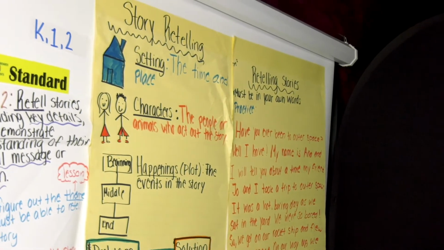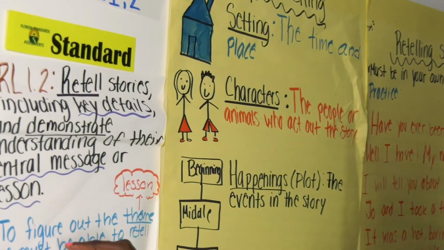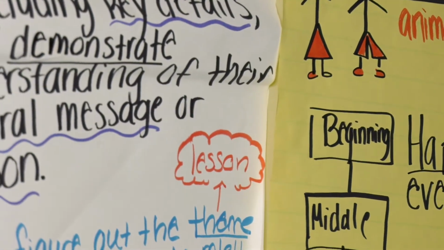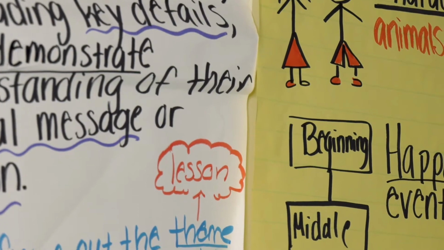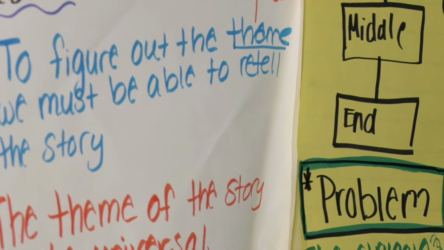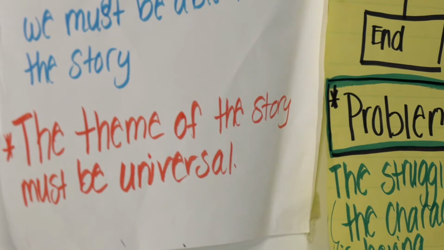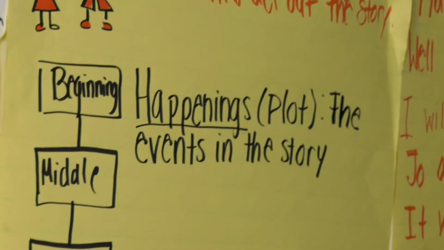Again, this is Miss Pierre, and I'm here to teach you how to retell stories, including key details, and demonstrate understanding of their central message or lesson. And that standard is RL 1.2. Now, campers, another word for central message or lesson is theme, okay? So to figure out the theme, we must be able to retell the story. And the theme of the story must be universal, which means it must apply to everyone, not just the characters in the story. Okay, now how do we retell stories?